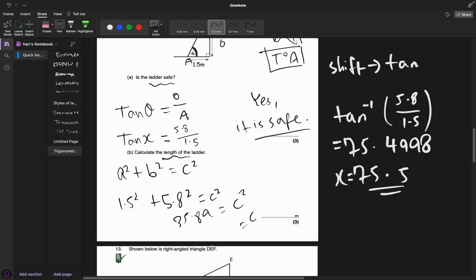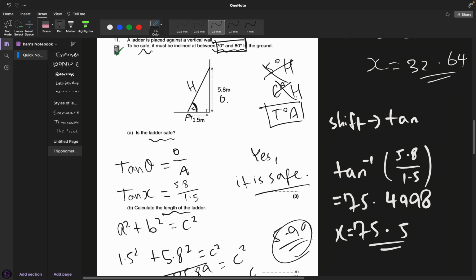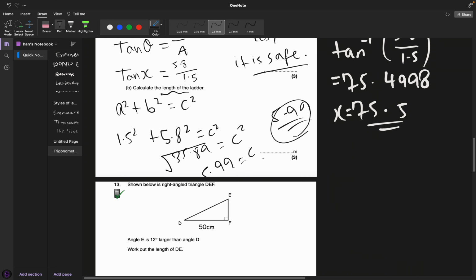And to get c, we just square root 35.89, which will give us 5.99 to 2 decimal places. So 5.99. And then just go back up and just see if the sizes make sense. 5.99, hypotenuse should be the longest, and it is the longest, and it makes sense. So it's probably going to be right, so 5.99.